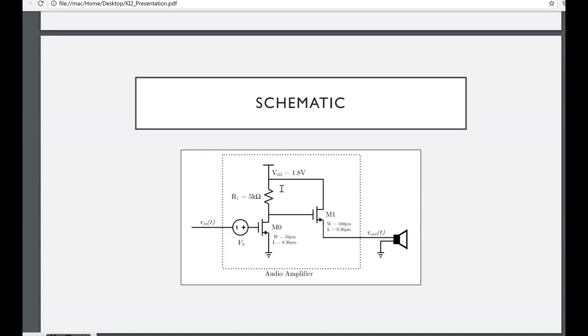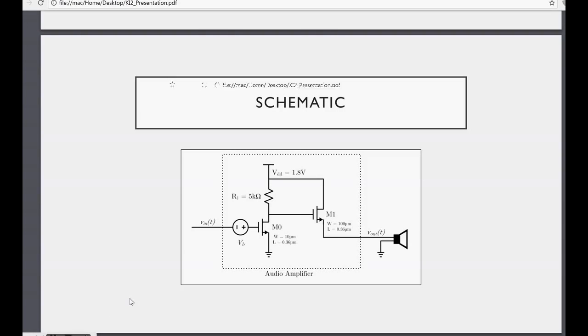Now to break down that first picture just a little bit more, we have a schematic of the audio amplifier, which consists of two MOSFETs, two voltage sources, and a resistor. So for this, you have some V in, which is in this case a sinusoid wave that is then biased with another voltage that is then connected to the first MOSFET, M0, runs through that, then it goes into another MOSFET.